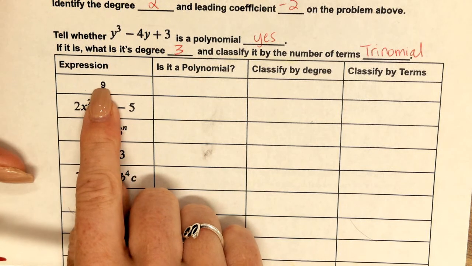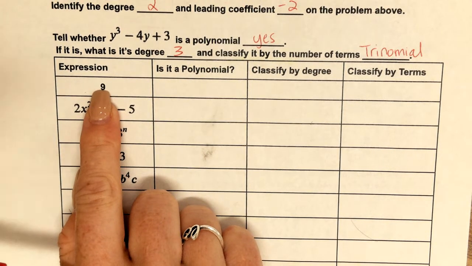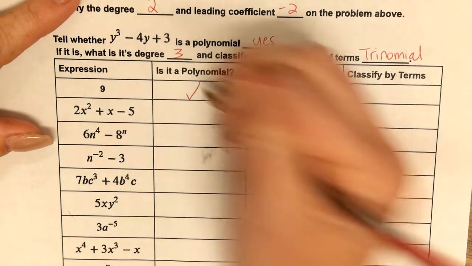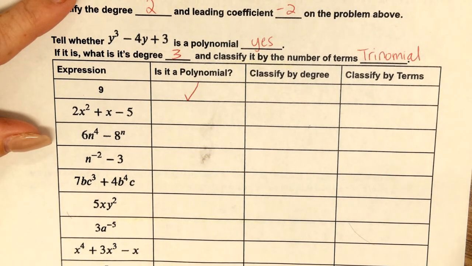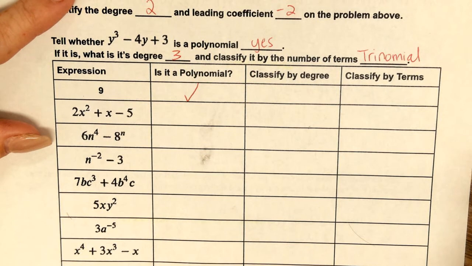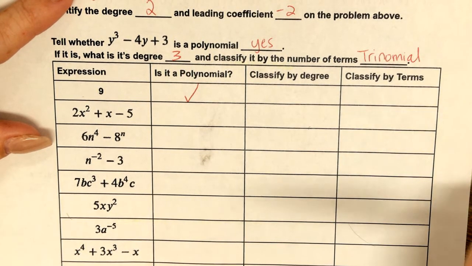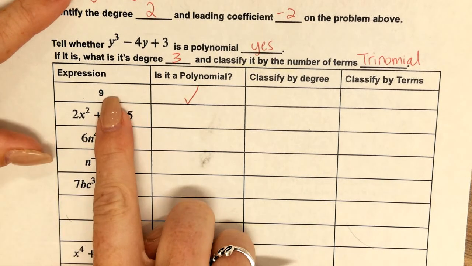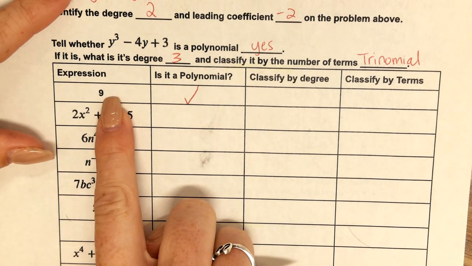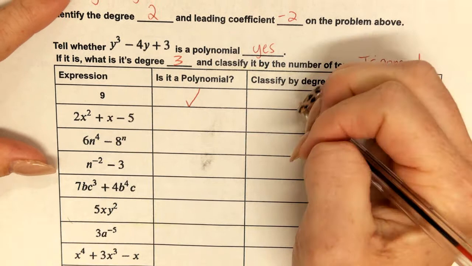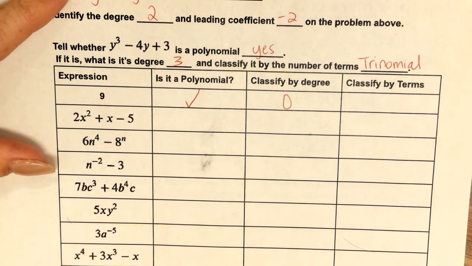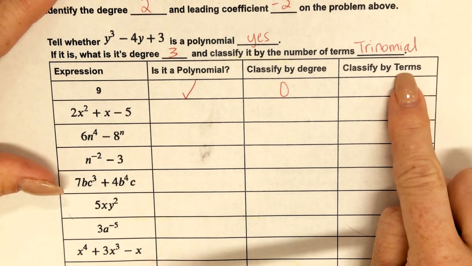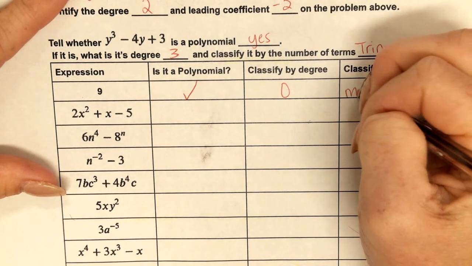What's the definition of a polynomial? It just has to have one term. Is that a term? Yes. Yeah. So yes, it's a polynomial. Classify it by its degree. Well, remember when we talked about degrees, we only look at the variable. So does it have a variable? So it would have an exponent on that variable of 0. And then how many terms? One. So we call it a monomial.